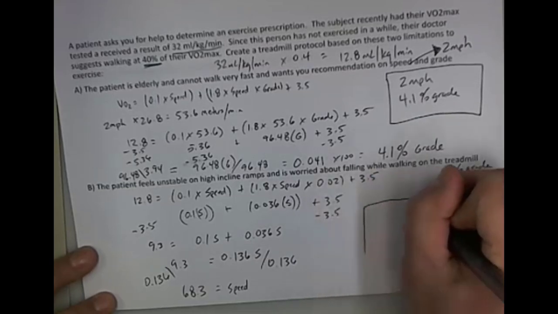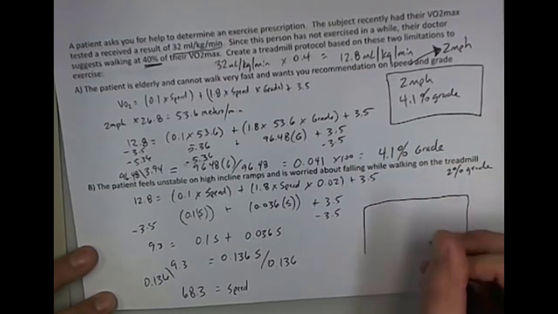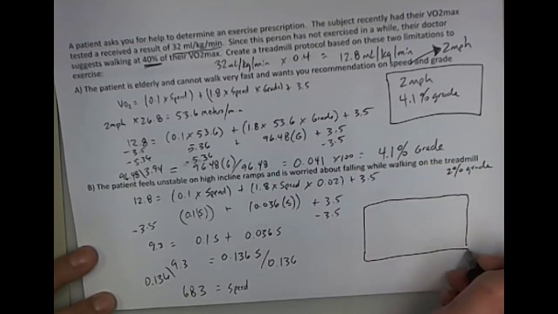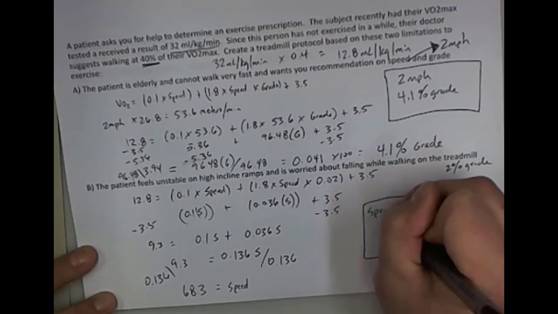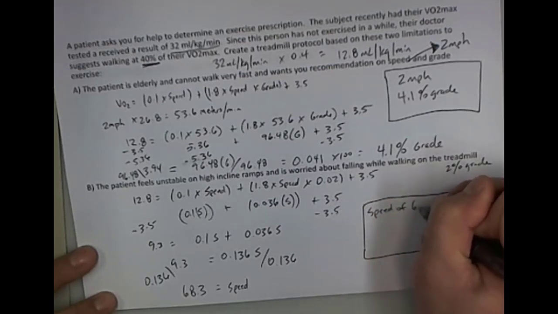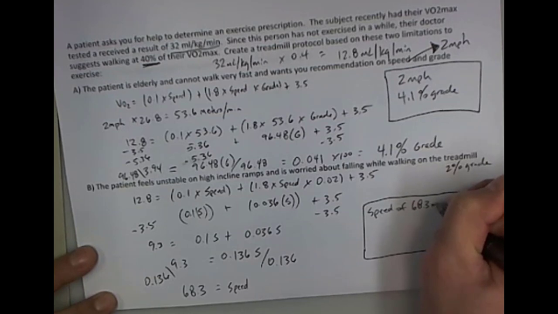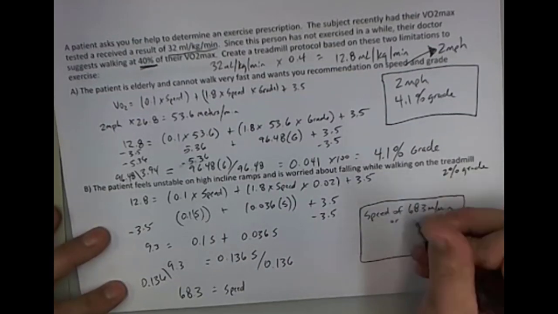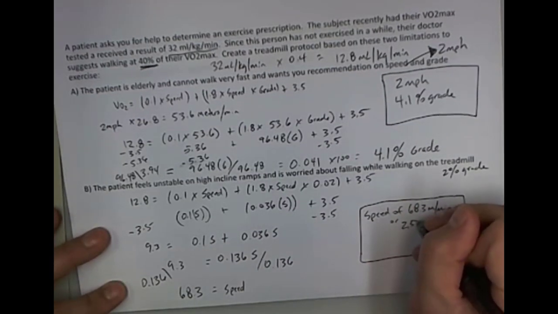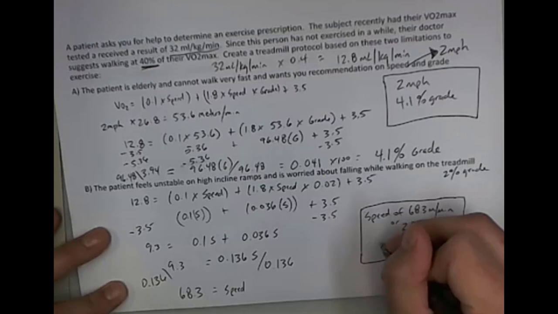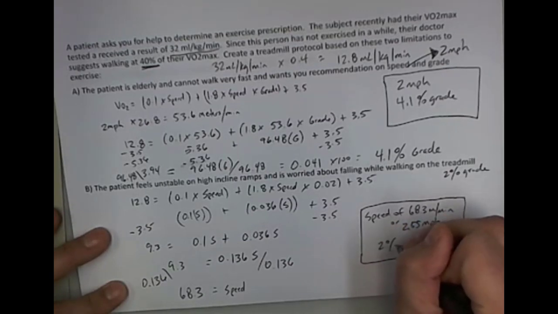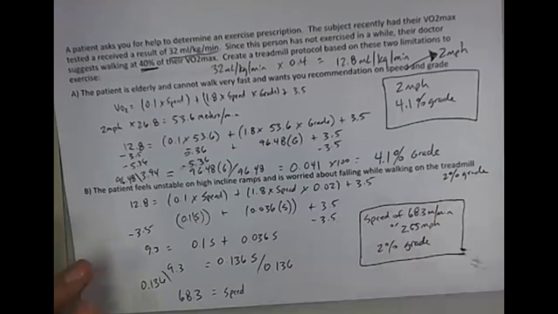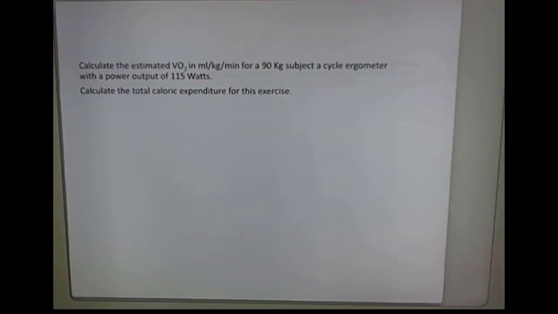So our exercise prescription would be a speed of 68.3 meters per minute. Again, we can divide that by 26.8, or 2.55 miles per hour and a 2% grade.